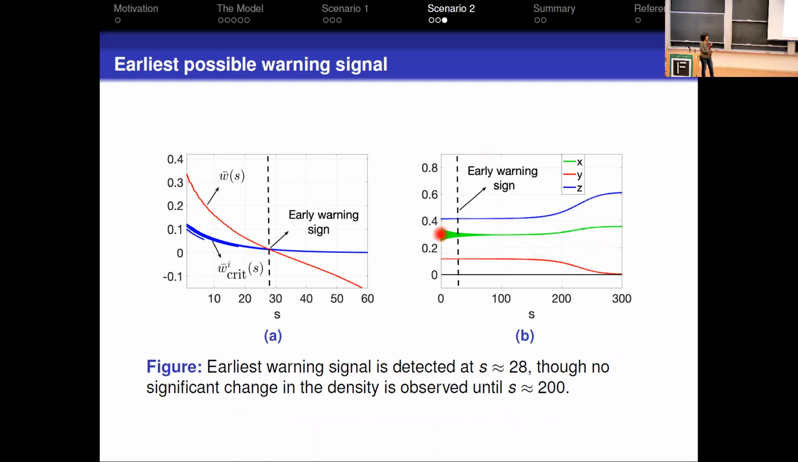And we note that we could find this early warning signal pretty much in advance, because we do not see any change in the dynamics until S equals 200. And so this will give us access to early intervention if necessary. And so this is how we find the early warning signal in scenario 2.